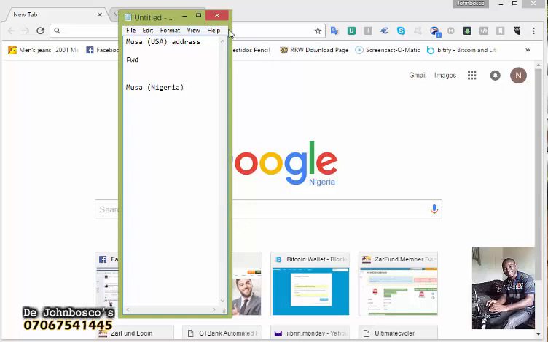And we also have a Musa that lives in Nigeria. So Musa buys in the US and sends to his US address. We know it is not your address. We know it is the forwarder's address. And then the forwarder now sends to you in Nigeria. Let's cut this short, okay? This is what I mean.